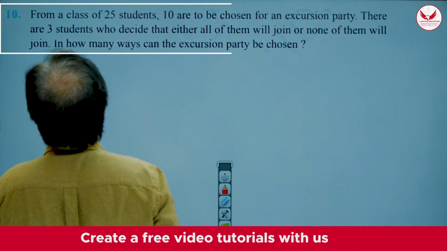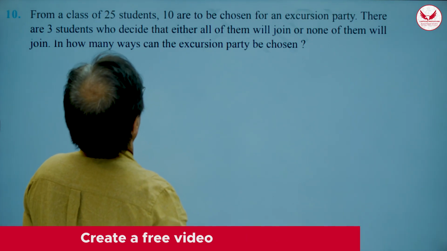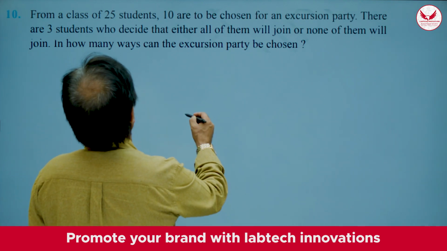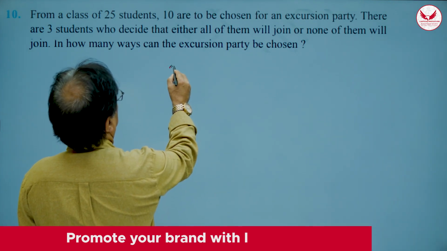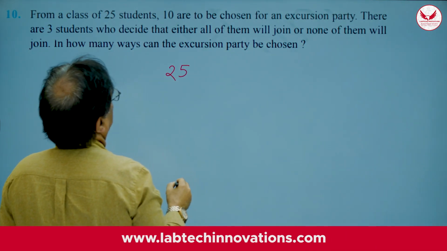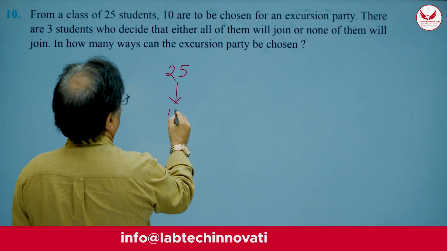Now let us look at problem number 10. From a class of 25 students, 10 are to be chosen for an excursion party. So let us write this down properly. How many students are available? 25. Out of that, only 10 are to be chosen.